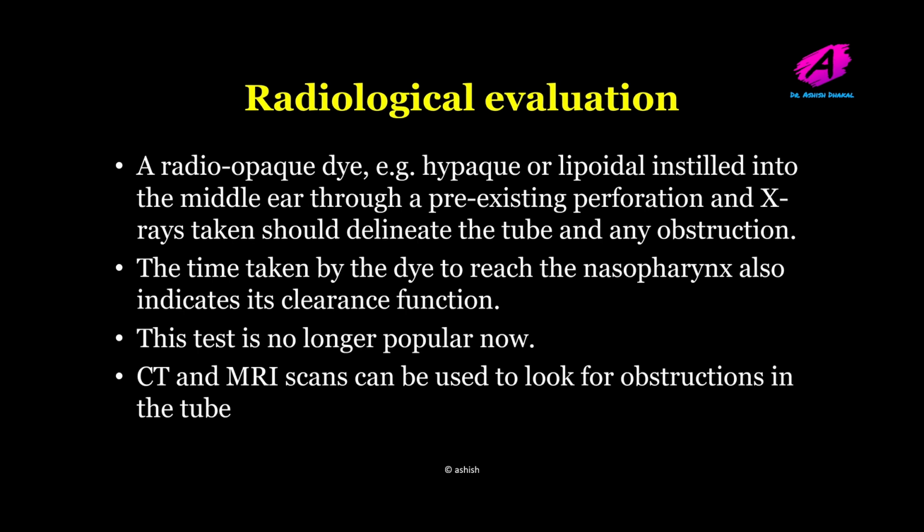A radio-opaque dye, example hypaque or lipiodol, is instilled into the middle ear through a pre-existing perforation, and then X-ray is taken which delineates the tube and finds out whether there is any obstruction. The time taken by the dye to reach the nasopharynx also indicates its clearance function. This test is no longer popular now. CT and MRI scan can be used to look for obstructions in the tube.